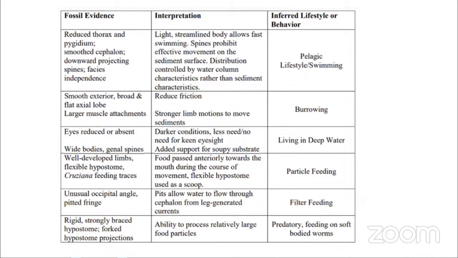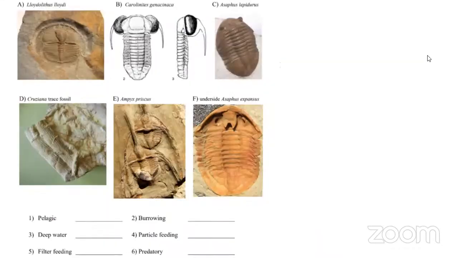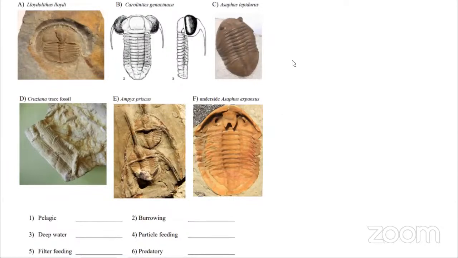Does anybody have questions about this part? Okay, great, because next we're going to try and match some trilobites up. All right, so looking at these, let's decide. Okay, 6 trilobites, and you can use that chart on the previous slide. Let's try to find some of these lifestyles in our trilobites.